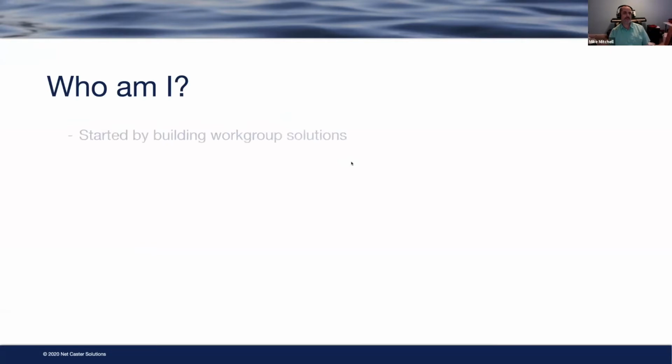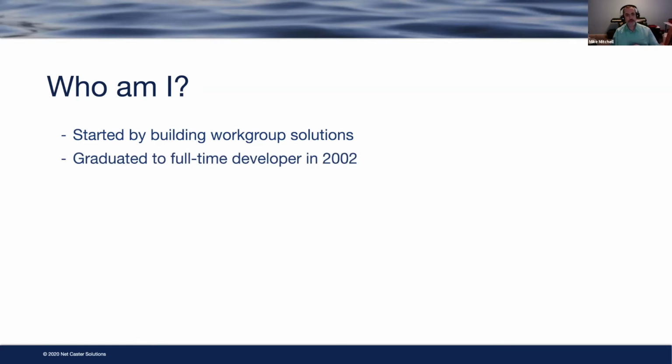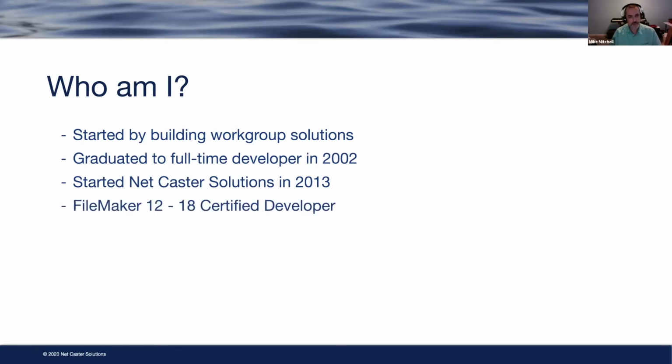So a little bit about myself. I started, like many FileMaker developers, building workgroup solutions. I had a completely different job, and FileMaker was just a great tool to get things done. And I liked it so much that I moved to being a full-time developer in 2002. And I started Netcaster Solutions in 2013 when I decided I didn't like the corporate world as much as I liked working for myself. I am a 12 through 18 certified developer, and I was one of the original 5 community MVPs on the community.